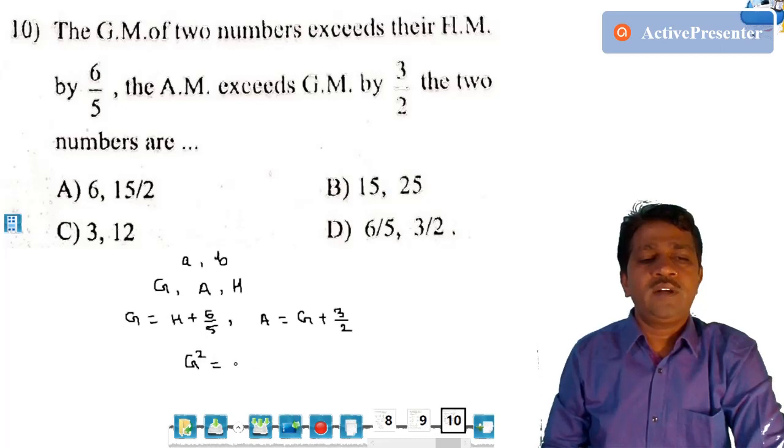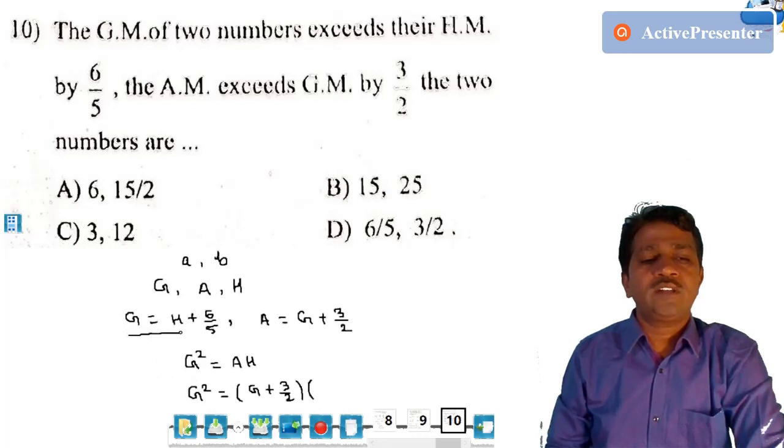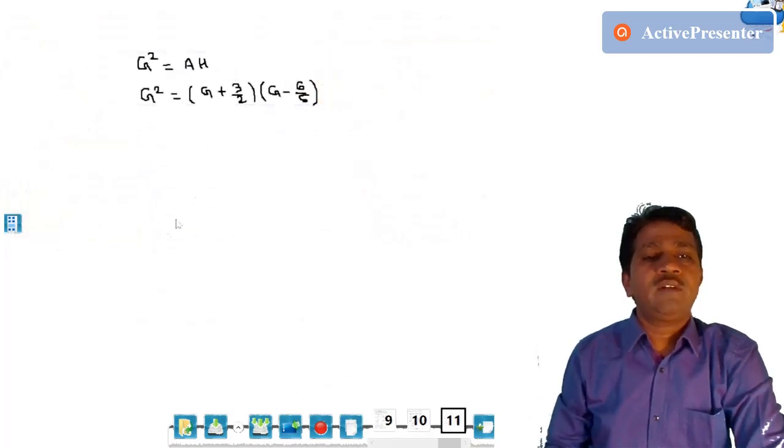If I convert the values of A and H in terms of G, I will get one equation in G. That is G² = (G + 3/2) × H. Again, from the first equation I can write the value of H in terms of G as G − 6/5. So here is the equation, and we will solve this for finding G.